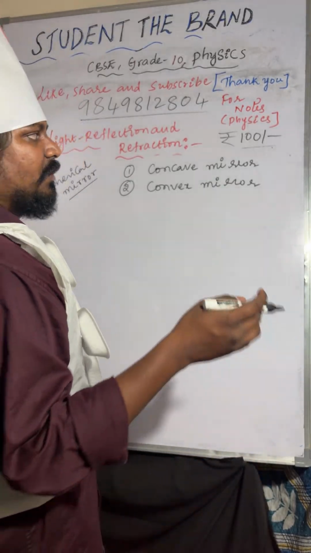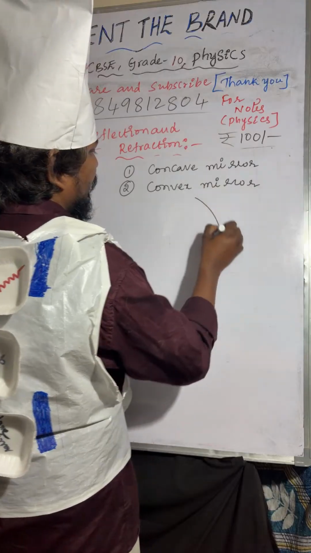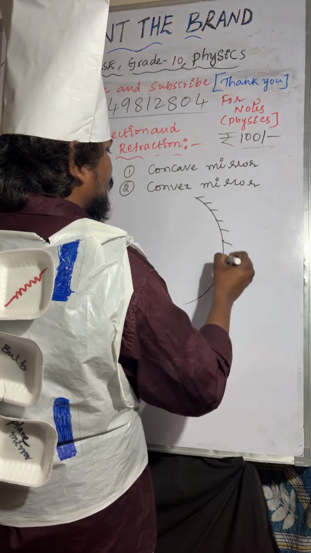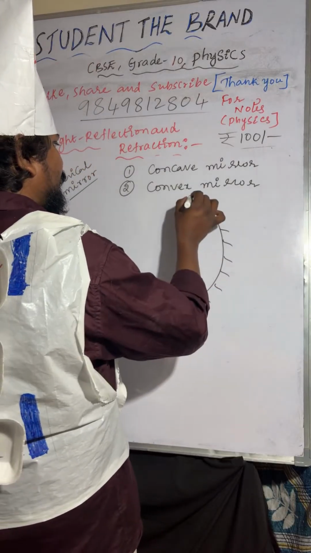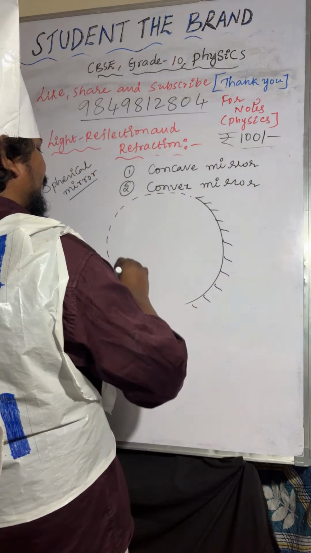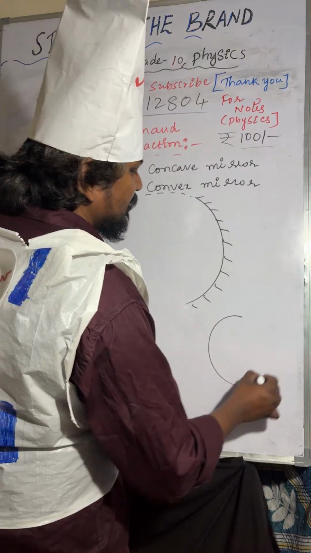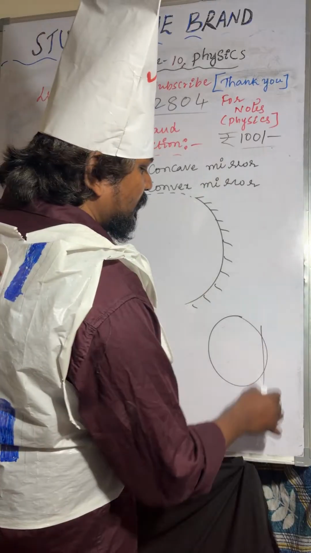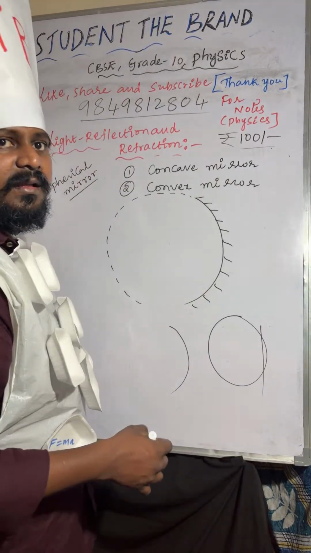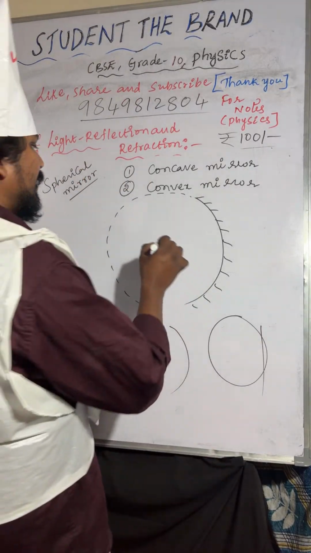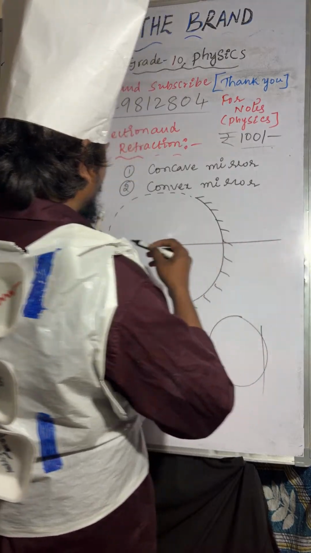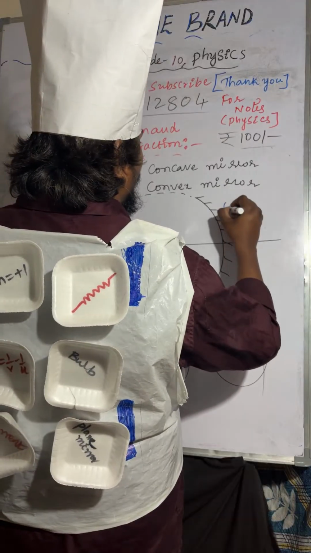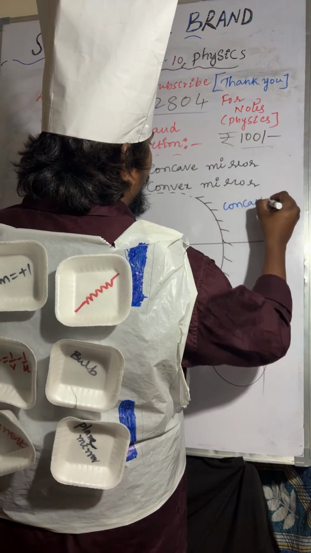Here I am taking the concave mirror, considering it like this. It is actually a part of the sphere. You take a sphere and consider a small portion of it, and that is the concave mirror. So I am explaining about the concave mirror.